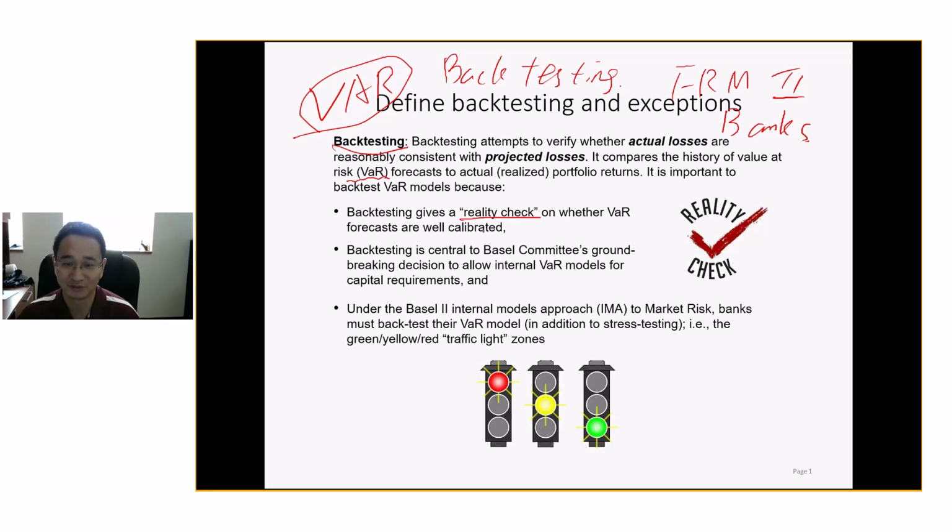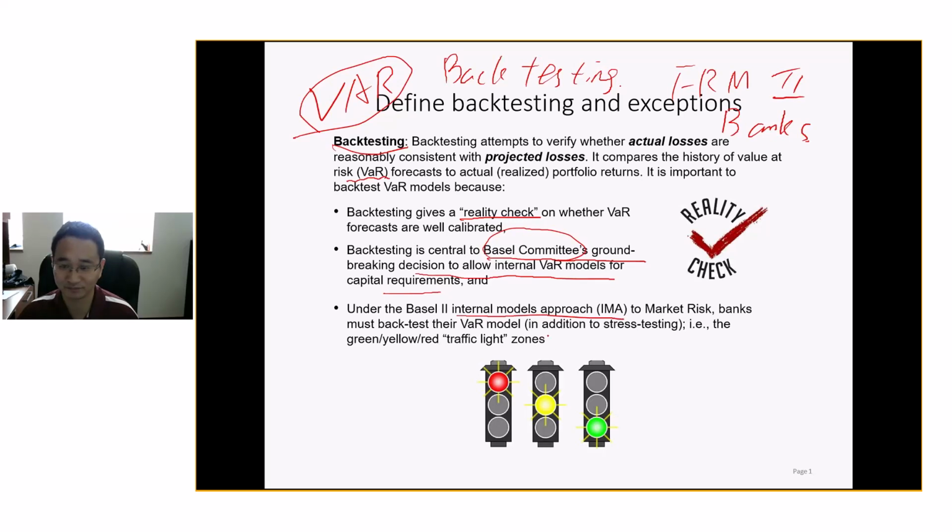Okay, so I like the definition here. Backtesting gives a realistic check on whether VaR forecasts are well calibrated. It's central to the Basel Committee's groundbreaking decision to allow the internal VaR models. The Basel Committee provides guidance for bank regulations. Okay, and then they have mainly an internal model approach.